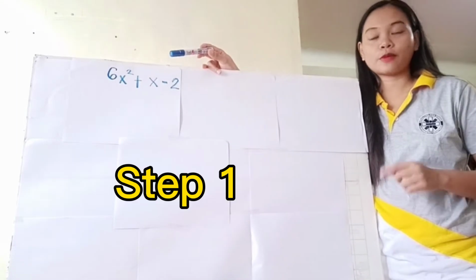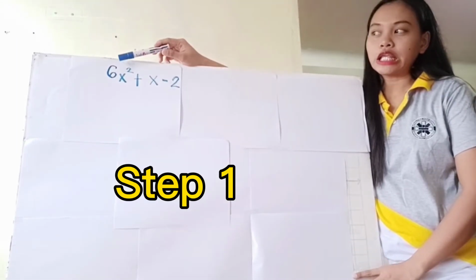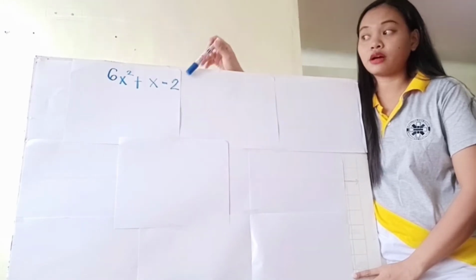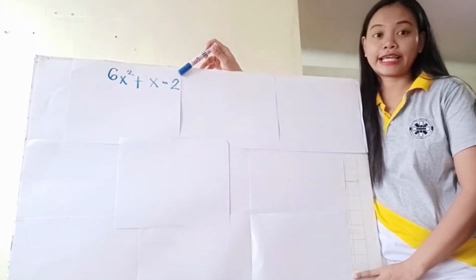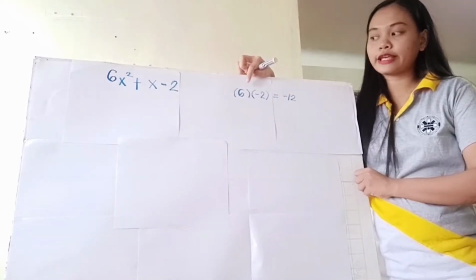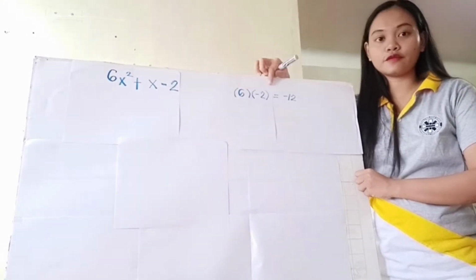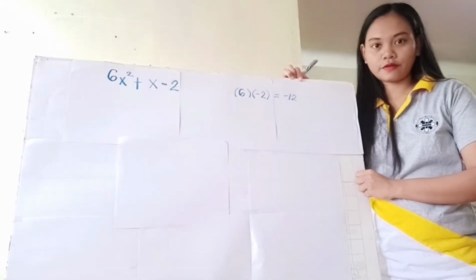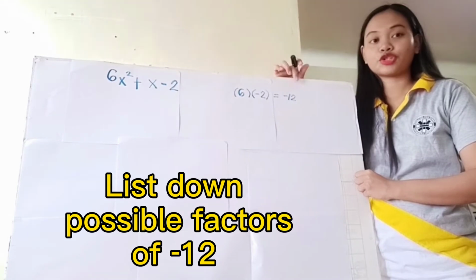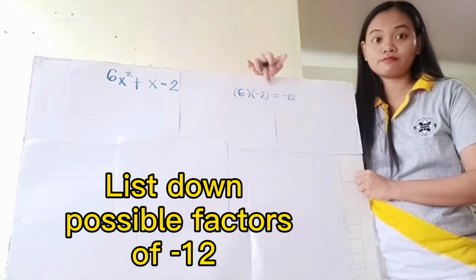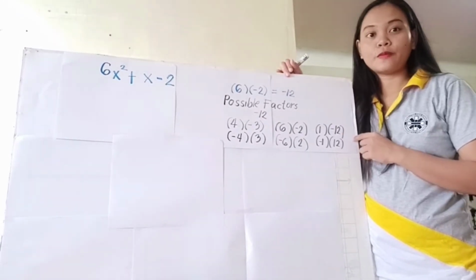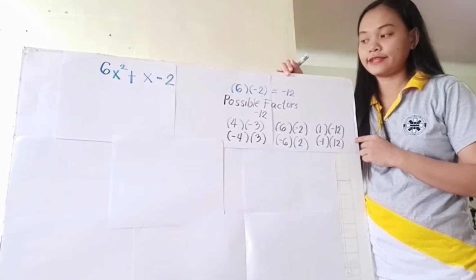First thing to do, in step 1 natin kanina, the leading coefficient of the first term, which is 6, will be multiplied to the constant, which is negative 2. Okay, so after we get the product of 6 and negative 2, which is negative 12, we are now going to list down all the possible factors of negative 12, including this pair. So, ito ngayon yung mga possible factors of negative 12.